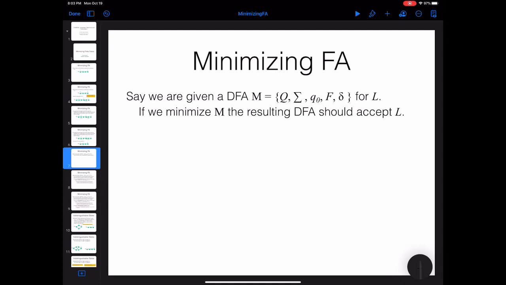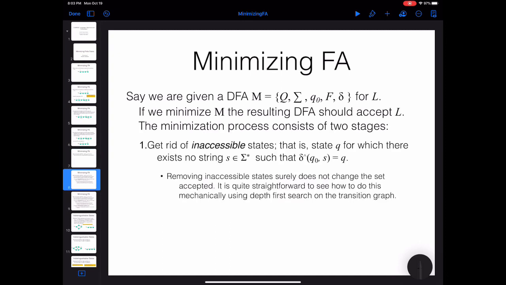So for minimizing any finite state machine, we have two different steps. The first step is to get rid of all the inaccessible states. If there are some states in your finite state machine that you cannot reach from the starting state, we call them inaccessible states.